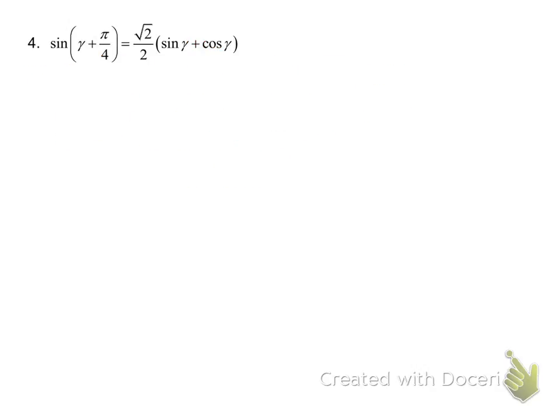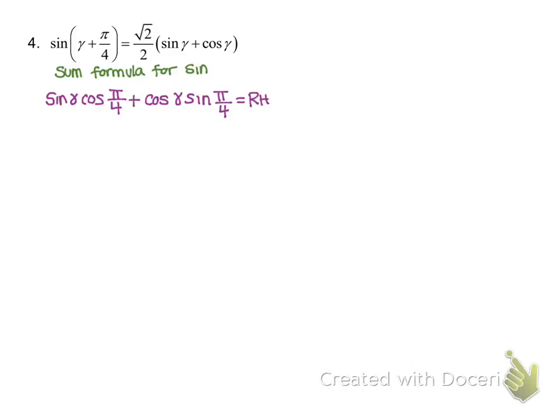For number 4, we're going to start with the sum formula for sine on the left-hand side, and we're going to set it equal to the right-hand side. Okay, so this formula is going to look like sine gamma cosine pi over 4 plus cosine of gamma sine of pi over 4. So once again, we have some exact values here that are going to be found on our unit circle. So we're going to apply that and see what we come up with.